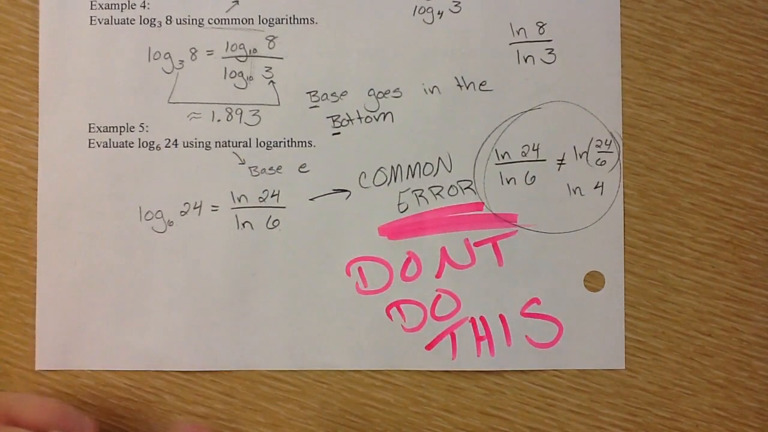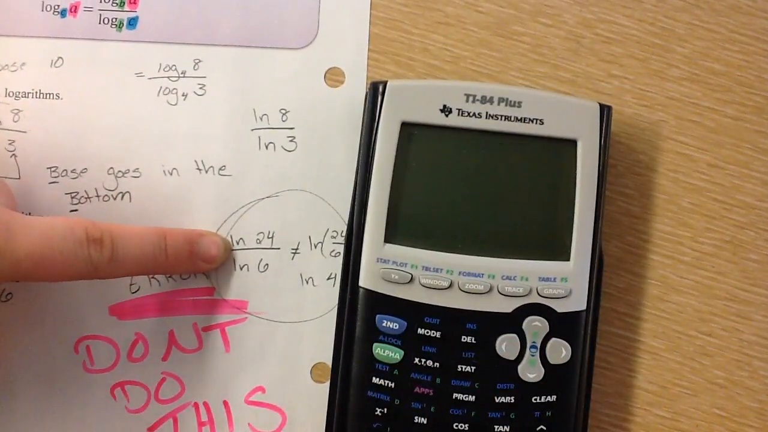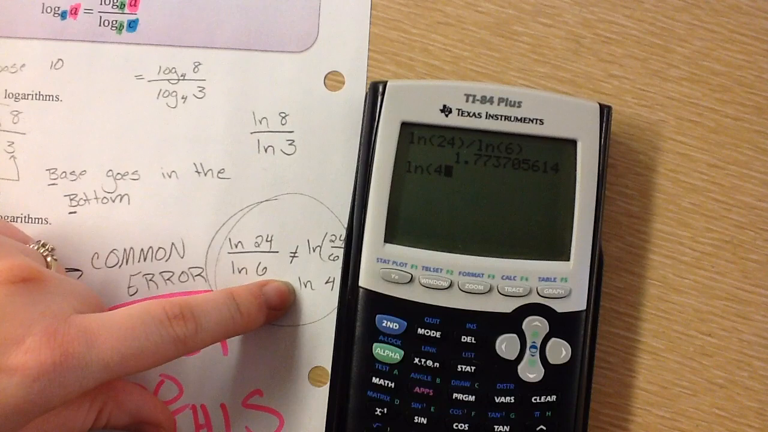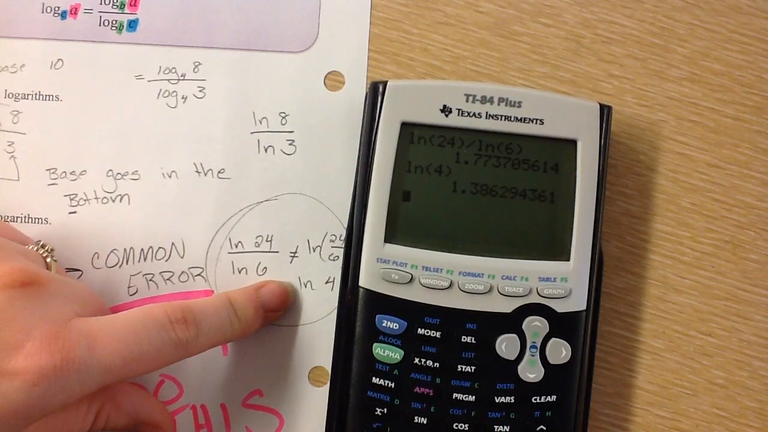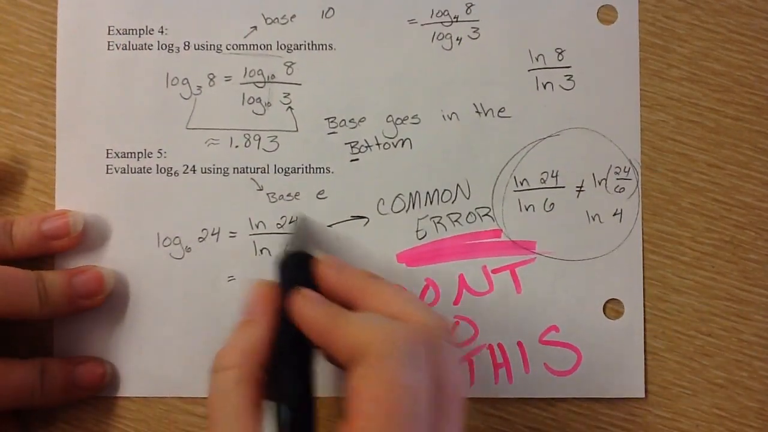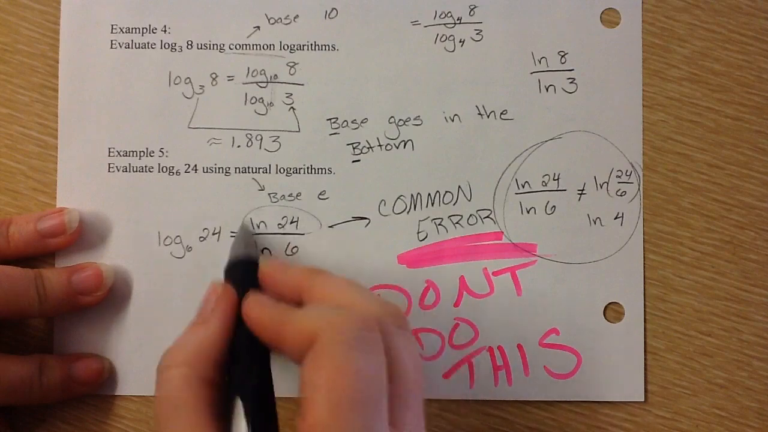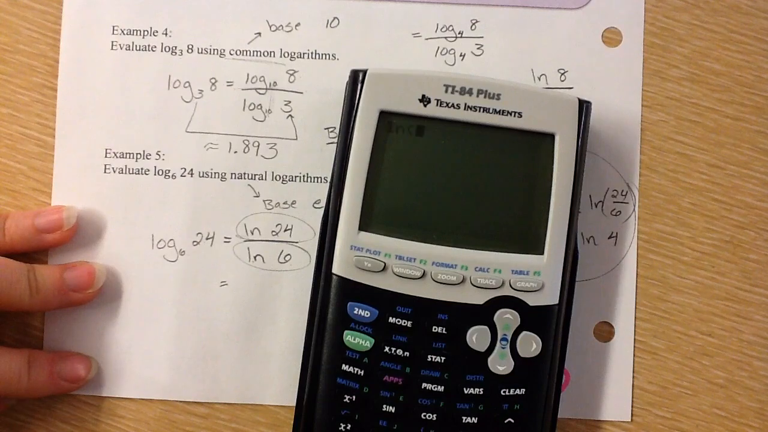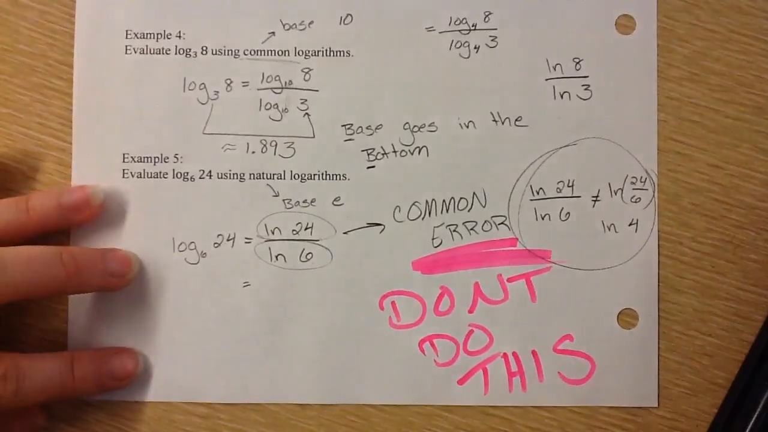Okay? It doesn't work. The natural log of 4 is not the same as the natural log of 24 divided by the natural log of 6. I'll show you. The natural log of 24 divided by the natural log of 6 is equal to 1.7737 approximately. The natural log of 4 is 1.38, not the same thing, okay? So don't do that, okay? So we would have to take the natural log of 24, because in order of operations, you do the top, then you do the bottom, then you divide. So the natural log of 24, again, divided by the natural log of 6, ends up giving me 1.774, approximately.